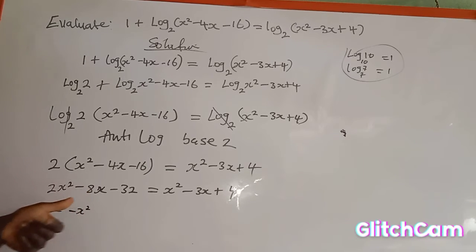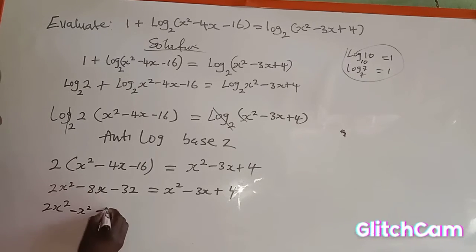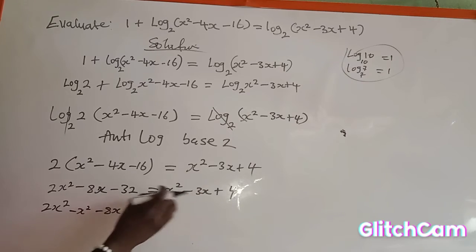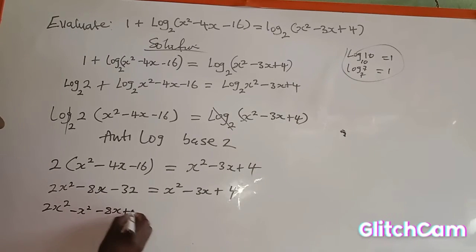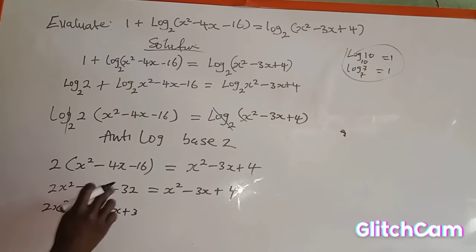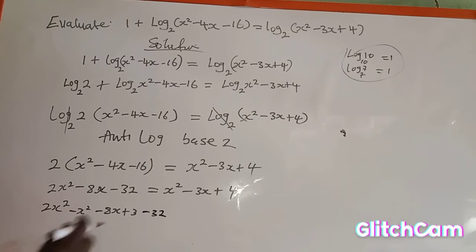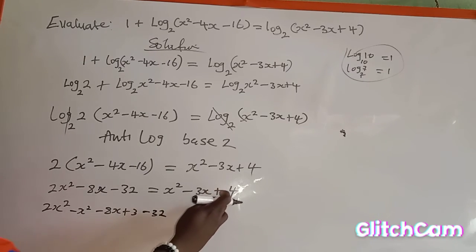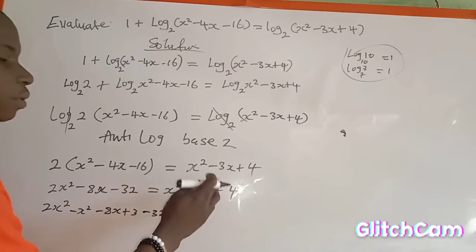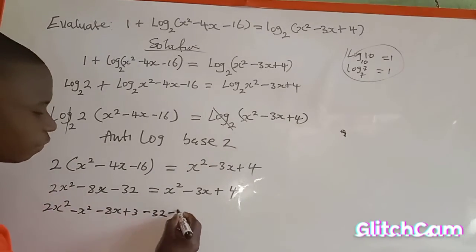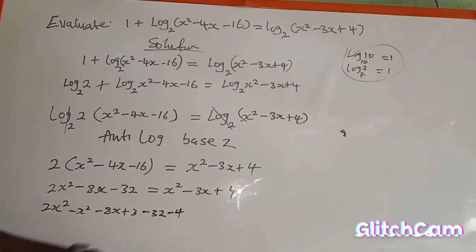So what we are left with here, we have minus 8s here, and there's 3s here. This minus 3s is going to cross this equality sign, it will change to positive 3s. So we are left with the constant, minus 32, and this is positive 4. This positive 4 is going to cross this equality sign, it will change to negative 4. We have successfully collected the like terms.